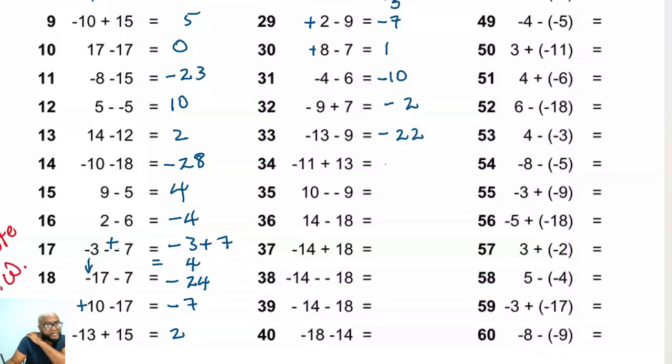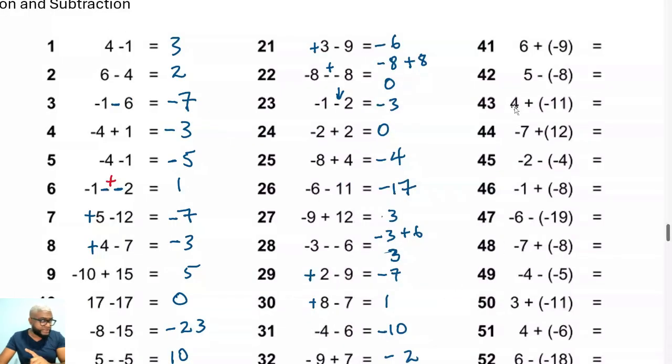-11 plus 13 is positive 2. Excellent. Next. A negative and a negative make a positive. So that'll be 9 plus 10 plus 9? 19. Right? I want to leave something for you all to try.